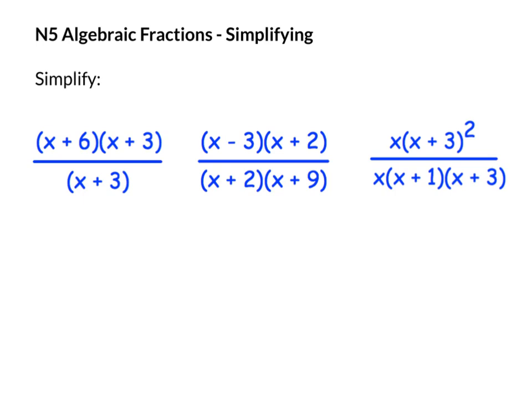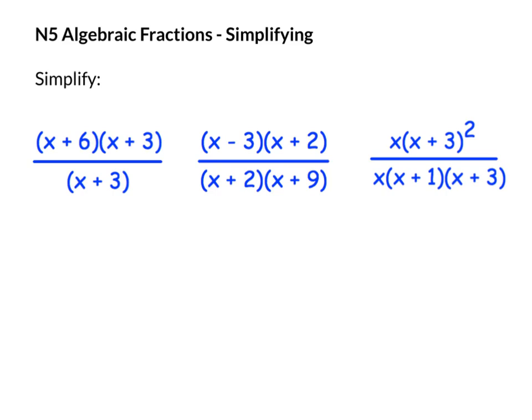So I can see I have got x plus 6 times x plus 3 on the bottom. I have got things being multiplied together. Similarly, in the second one, I have got x minus 3 being multiplied by x plus 2, and x plus 2 being multiplied by x plus 9. The last one, we've got a bunch of stuff being multiplied on the top and the bottom. So I can go ahead here and start cancelling out common factors from the top and bottom.